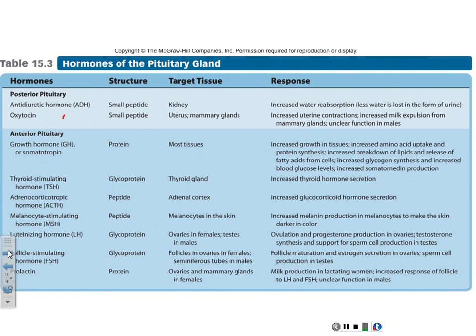So that's the posterior, and of course the anterior pituitary has all these other hormones. All these hormones are proteins and so forth. The posterior always has those two, the ADH and oxytocin. Those are the two major ones, really. So it doesn't have many.